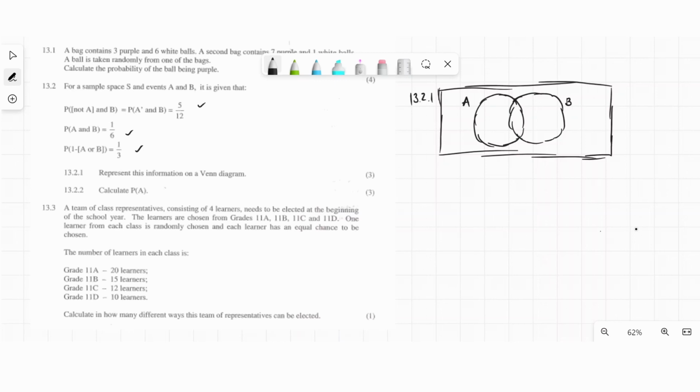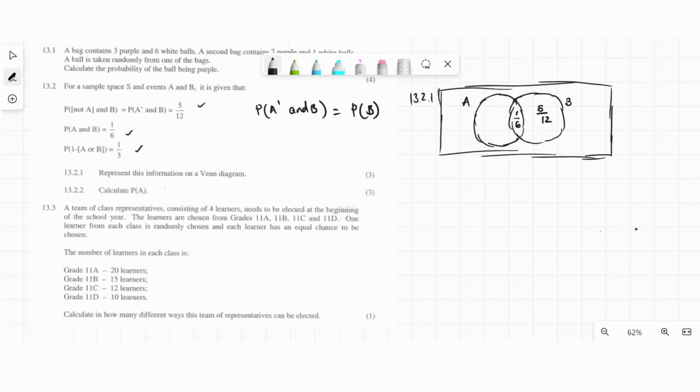So the first one, they tell us the fact that the probability of not A and B, right, is equal to 5 over 12. So the probability of A complement and B is the same as the probability of B, right? But B without the intersection, so it's going to be this portion. So this portion is going to be 5 divided by 12. Then they give us that the probability of A and B is equal to 1 over 6. So the intersection is 1 over 6.